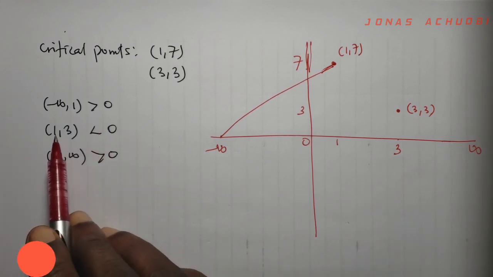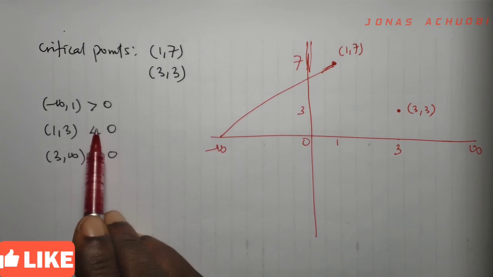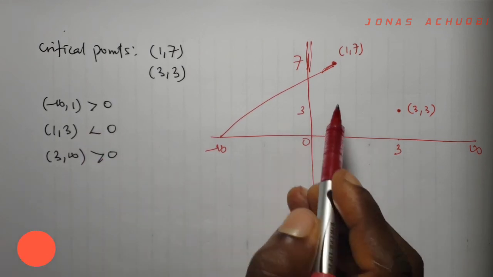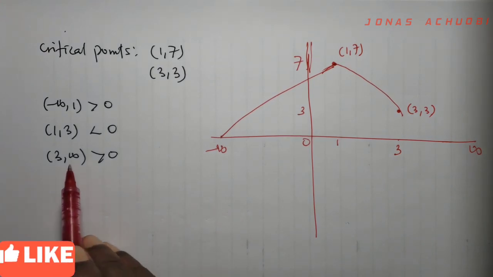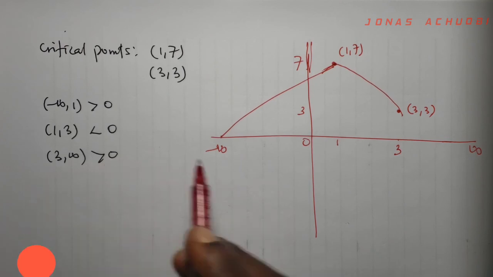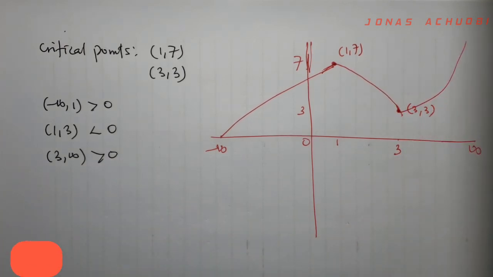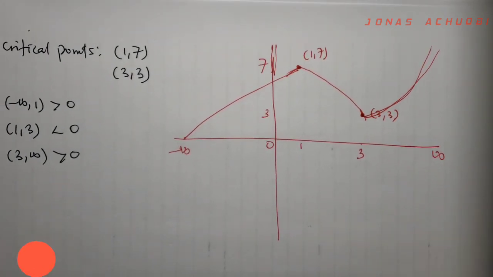Now, in the interval between 1 and 3, the function is what? Decreasing. So the slope of the function looks like this. And in the third interval, 3 to infinity, the function is an increasing function. So in the third interval, the function goes up again. It's just a sketch, but this is how the graph of the function looks.